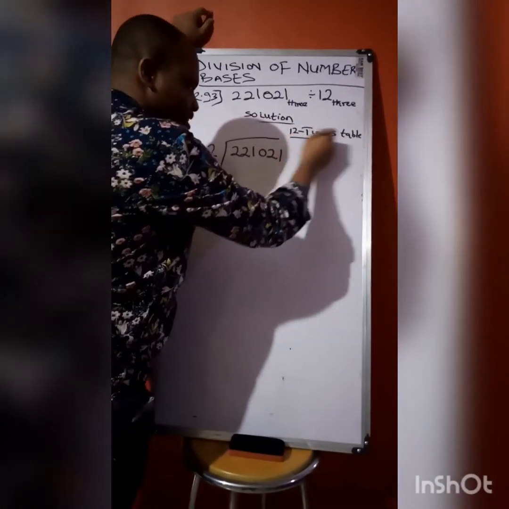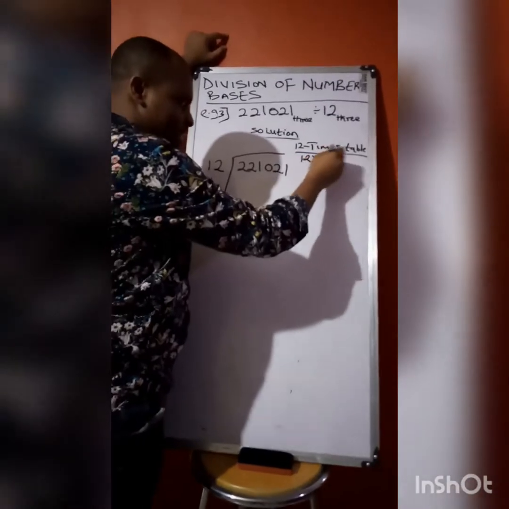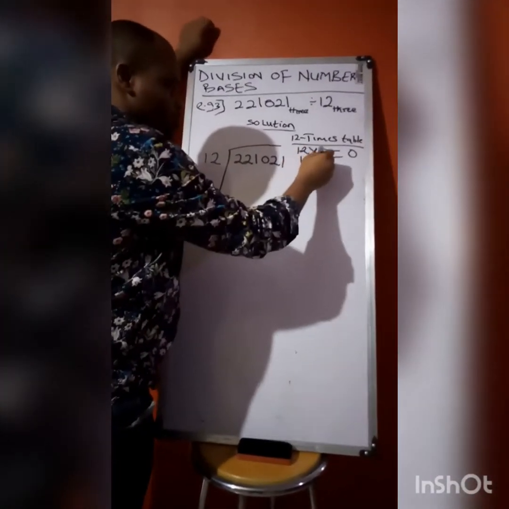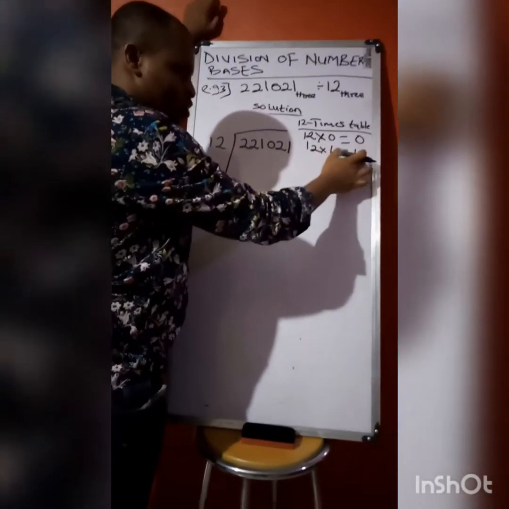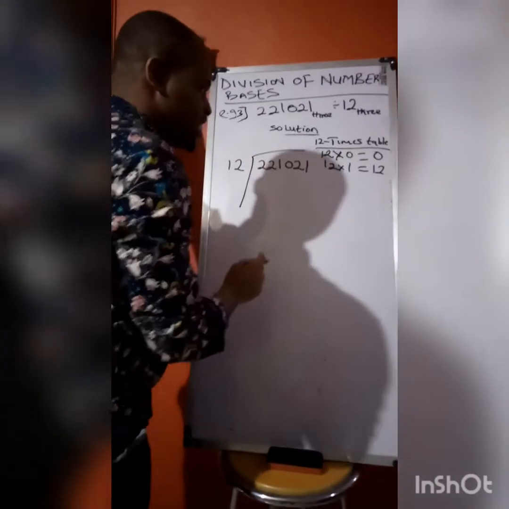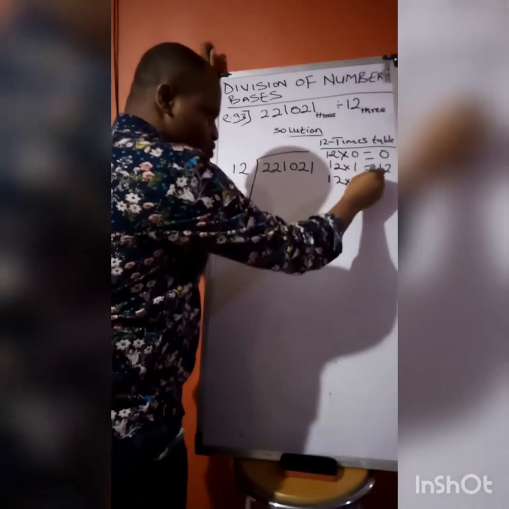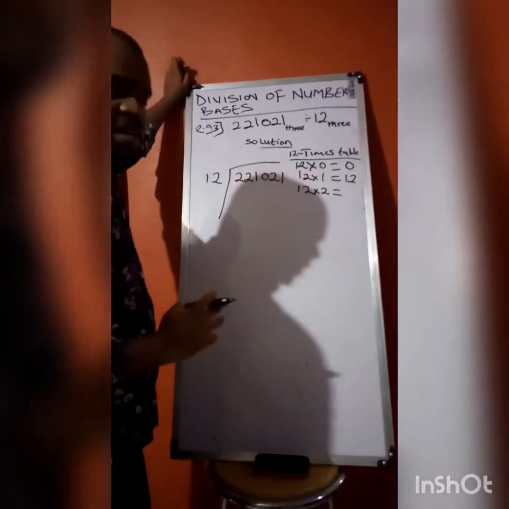My 12 times table. I have 12 times 0. Any number times 0, no matter the base, is what? 0. 12 times 1 will give me 12. In base 3, 1 and 2 can appear. So the next thing is to go to 12 times 2. If I multiply, 2 times 2 is already 4. I know that 4 cannot appear in base 3.